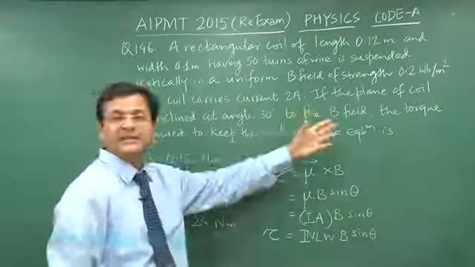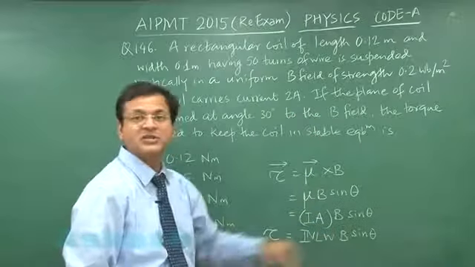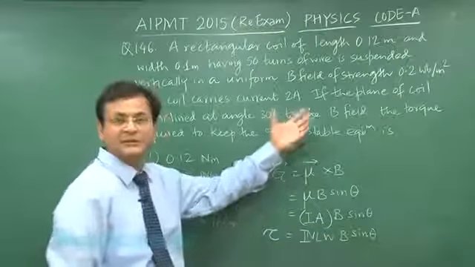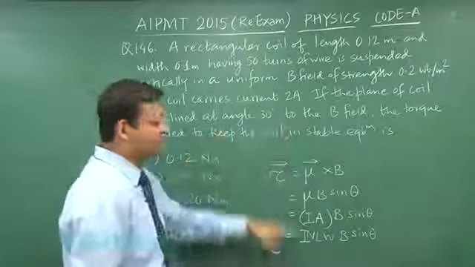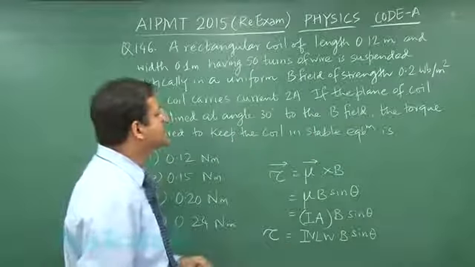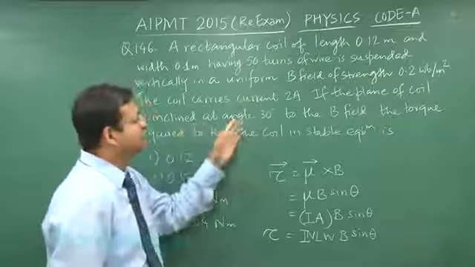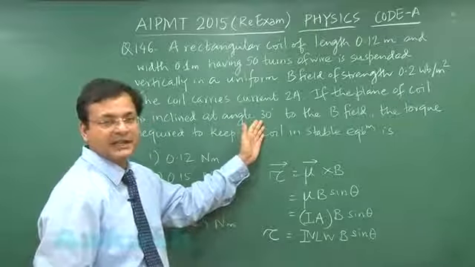Strength of the magnetic field has been given to you, 0.2. 0.2 you can mention here. You understand? The strength of the magnetic field has been given. Current value has been given 2 ampere, that also can be substituted. Now you see, the plane of the coil is inclined at an angle 30 degree with the magnetic field.